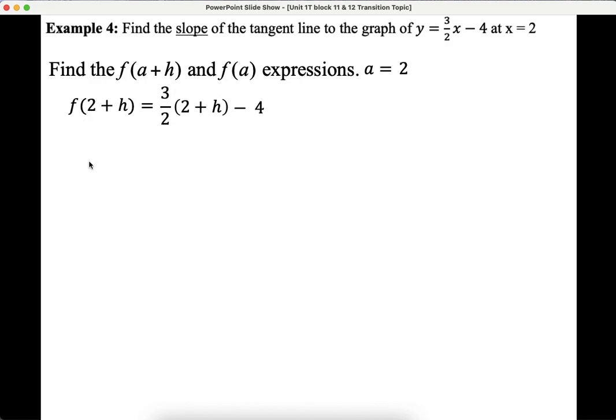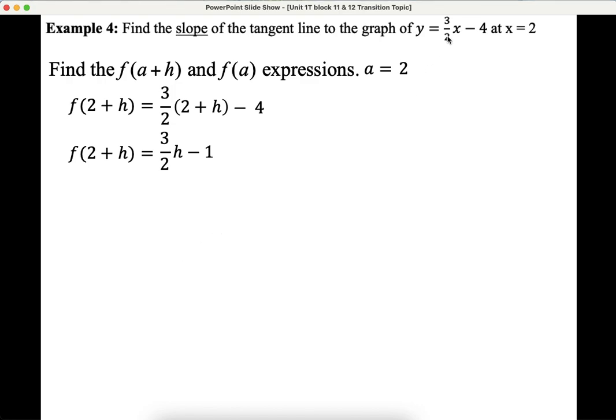And go ahead and simplify that. And when you simplify that, you get 3/2 times 2 is 3, right? 3/2 times h is 3/2 h. So I've got 3 minus 4, which is 1. So there's the expression simplified.